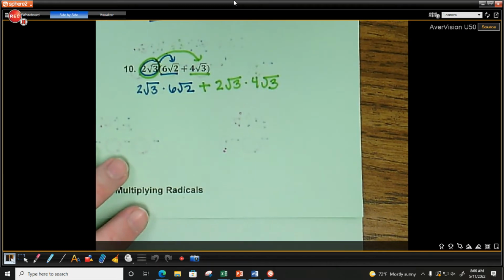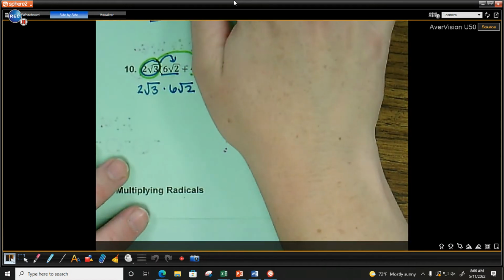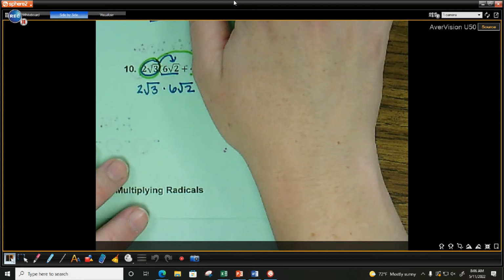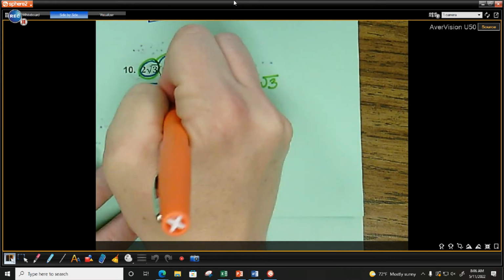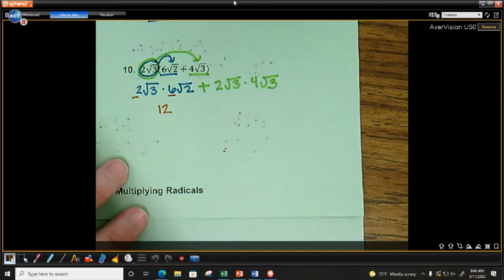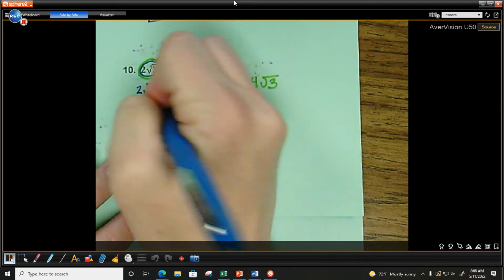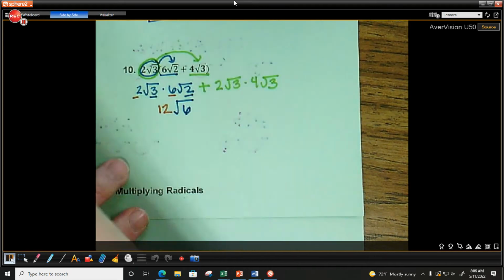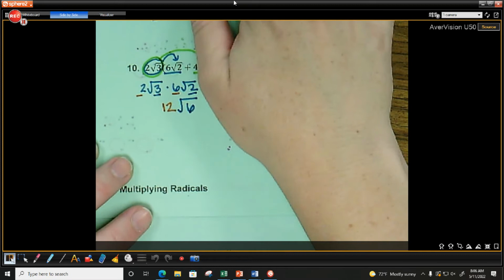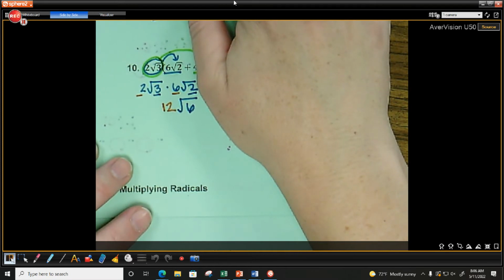Again, let's pretend this is not here. What am I going to do with my 2 root 3 times 6 root 2? Multiply the whole numbers and multiply the radicals. So what's it going to become? 12 root 6. 2 times 6 is 12. 3 times 2 is 6. Is 6 divisible by a perfect square? Nope. Not divisible by 4, which is the only number smaller than it. Okay? So we're done with that one.